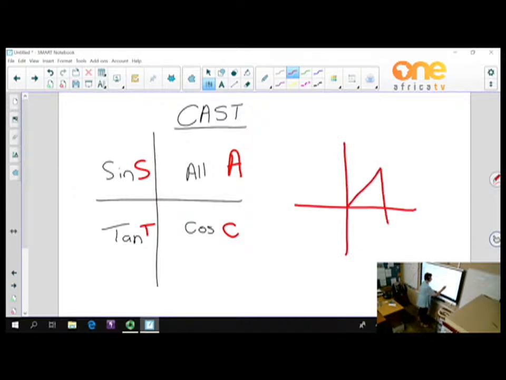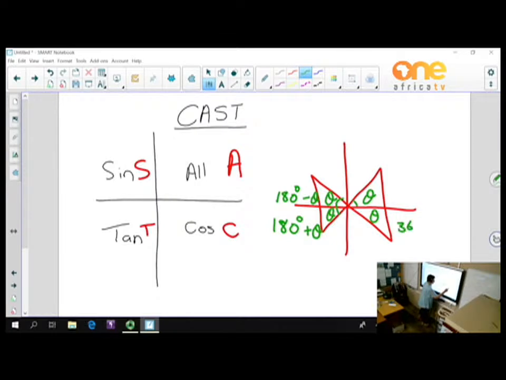I call it the butterfly story because it looks like a butterfly here. Can you see? So this angle is 180 degrees minus theta. To get this one, now remember, this is actually the angle that I want to find here. So then this one is 180 degrees plus theta. And the last one is 360 degrees minus theta. You will go right around, 360 degrees minus theta. So this is how we're going to find those angles.